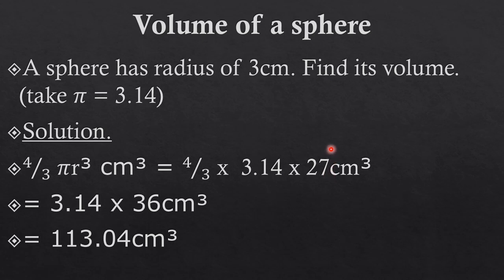Work it out and find out. When you use 3 here to share 27 sweets, you get 9. So that 9 times 4 gives us 36 centimeter cube. And we brought down this 3.14 times 36 centimeter cube gives us 113.04 centimeter cube. Do the maths by yourself and find out if your figure tallies.